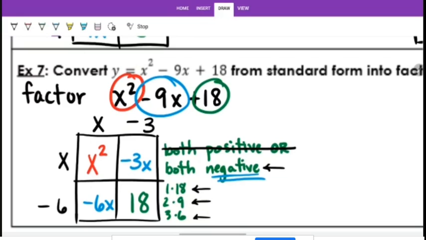And you can see that the two blue parts, the parts that I colored in blue, will give us a negative 3x plus a negative 6x, which Sadie just explained, add together to give us negative 9x. That's exactly what we needed in the middle. This all checks out. So make sure you write your answer in factored form. So we'll write y equals x minus 3 times x minus 6. And you guys blew me away today. Excellent job.